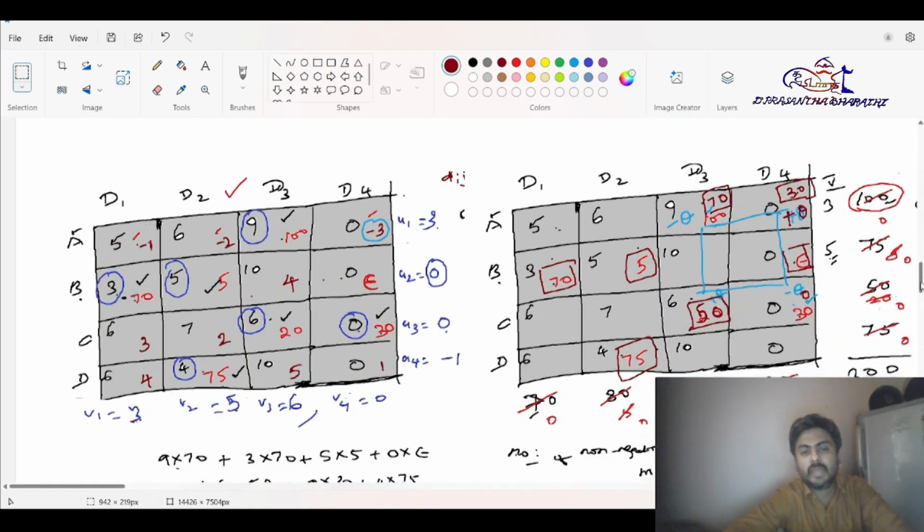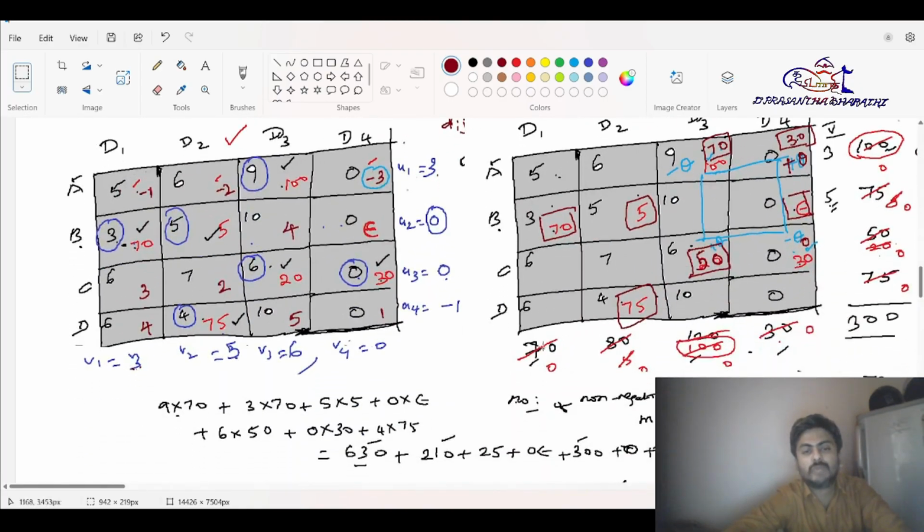This cost is not optimum, so we have to make it optimum. How to make it optimum? You have the maximum negative value in AD4, that is minus 3. You put plus theta for this, and the next allocation will be minus theta. You make a closed loop with the neighboring allocations.